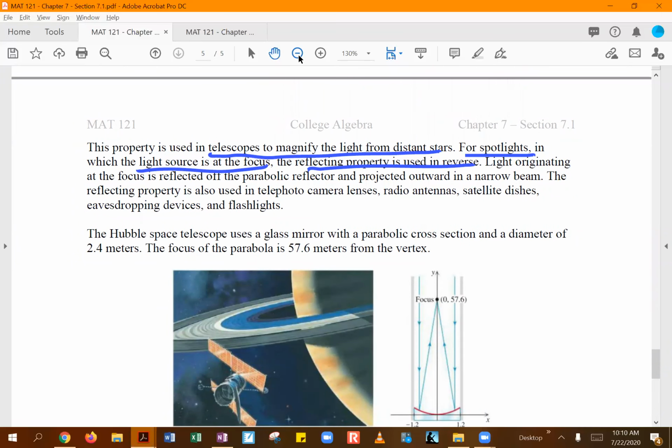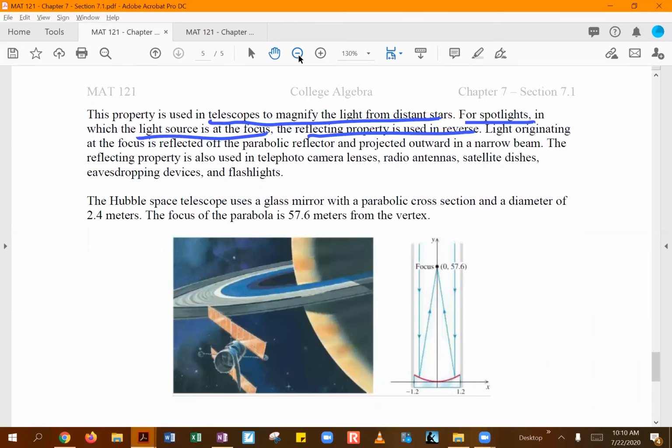The same idea of the light, like spotlights, you can also think of your flashlights, the ones you normally keep in your home or your cars. So a flashlight uses the same idea, but we can use this reflector property also in telephoto camera lenses, radio antennas, satellite dishes, eavesdropping devices. Basically they all look like that satellite dish with that little receiver, which is always placed at where the focus of that parabola is going to be.